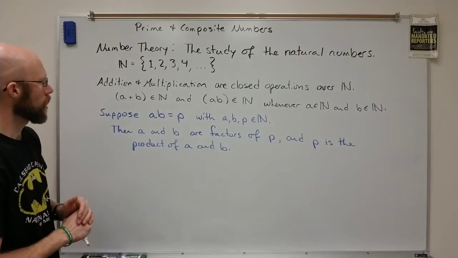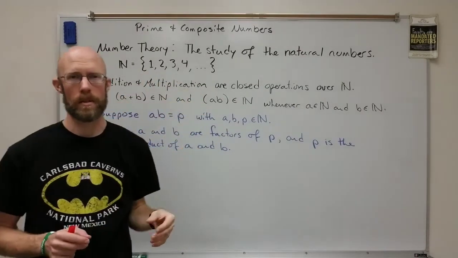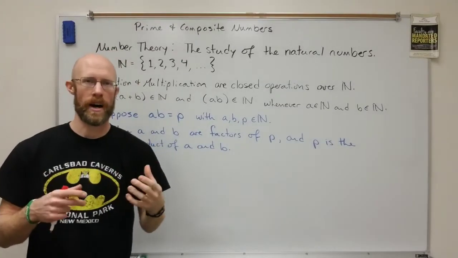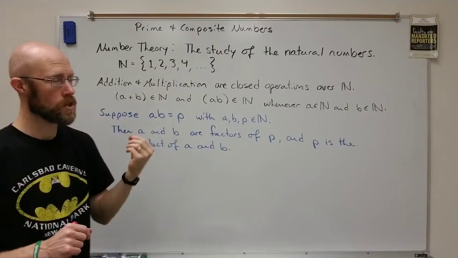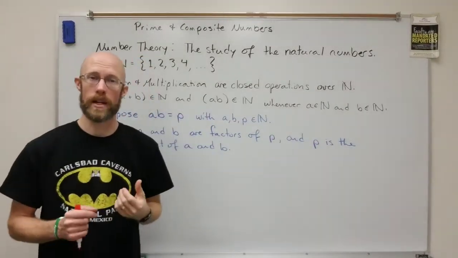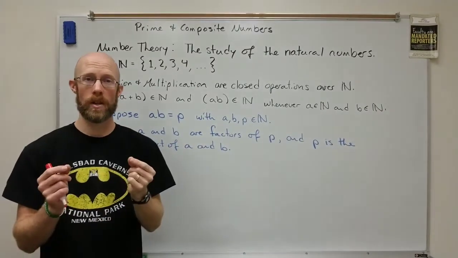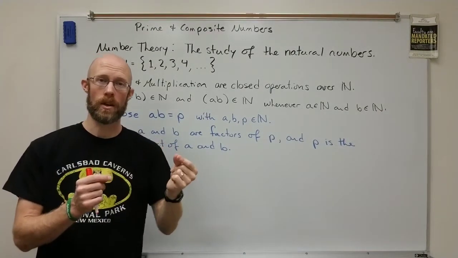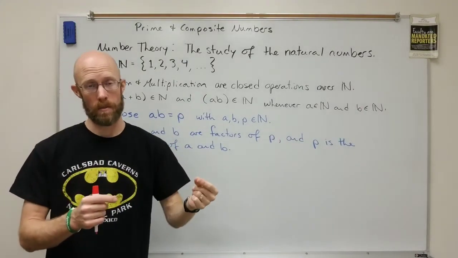A couple things to keep in mind. We have operations with numbers. We add, subtract, multiply, divide, exponentiate, all those things. Well, addition and multiplication are very special operations with the natural numbers because they're what we consider closed. That means if you take two natural numbers and add them together, you get another natural number. If you take two natural numbers and multiply them, you get another natural number.